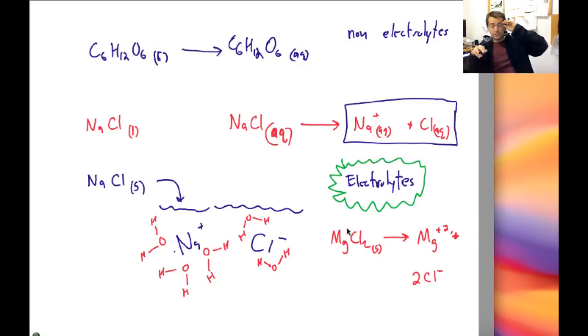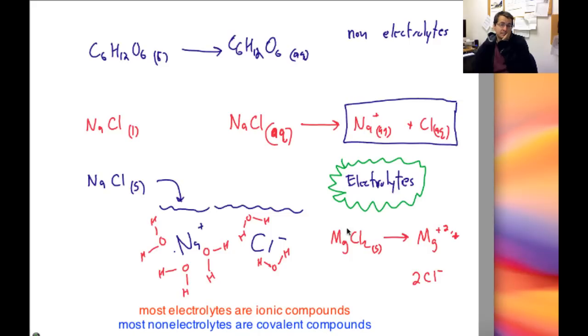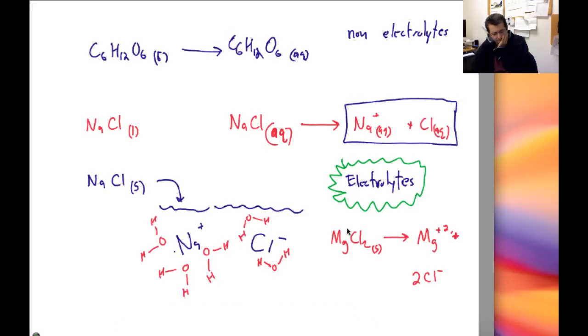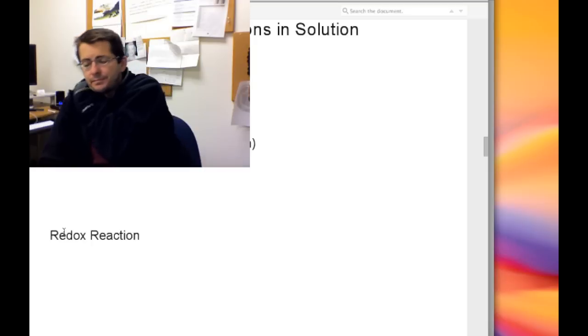And how do you tell the difference? Well, usually an ionic compound will be an electrolyte, and a non-ionic compound will be a non-electrolyte. Typically. Not always, but typically. And of course, there's a range, and there are some materials that are weak electrolytes, which means that they have partial dissociation, and we'll cover those more next semester. But for now, we just have to concern ourselves with electrolytes and non-electrolytes.